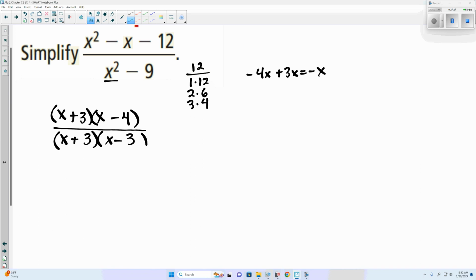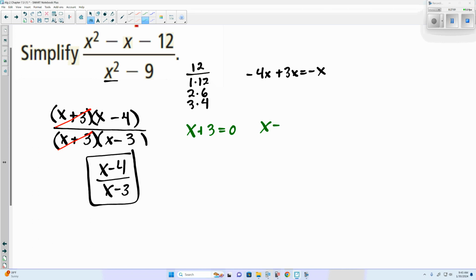So looking at this here, what do we have in common on top and bottom? Our x plus 3, yes? So x plus 3 over x plus 3 would simplify, leaving us with... now again, we can find the restrictions. X plus 3 equals 0.